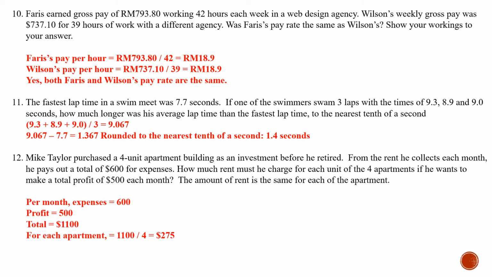Okay, so if you divide the first one, 793.8 divide 42, you'll get 18.9. 737.1 divide 39, you'll get 18.9. So both of it are the same. Yes, they are the same.